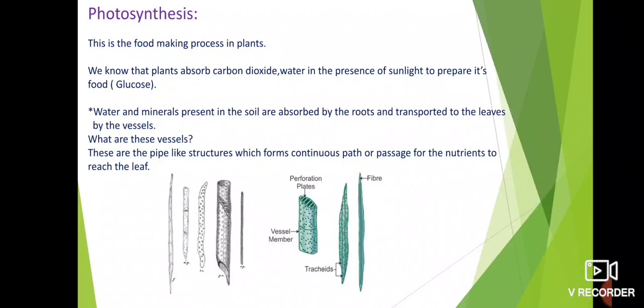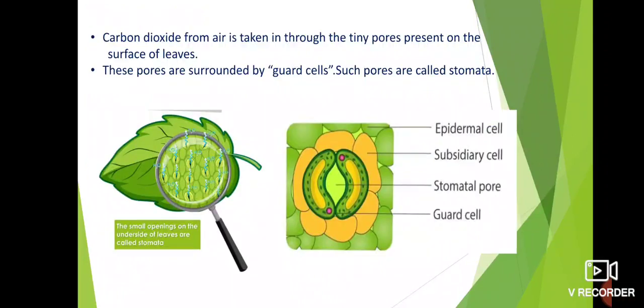What are these vessels then? These are pipe-like structures which form a continuous path or passage for the nutrients to reach the leaf. Then the second requirement of photosynthesis, that is carbon dioxide.